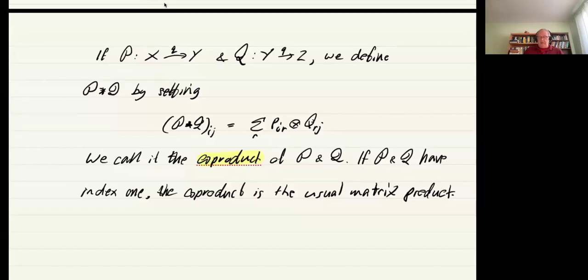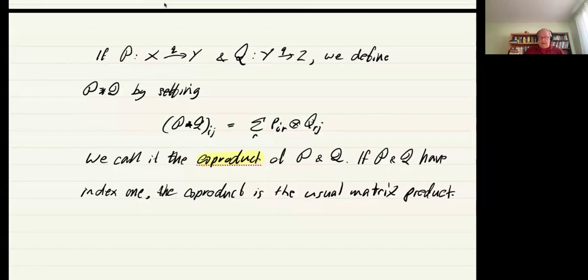So if I have quantum homomorphisms from X to Y and Y to Z, then I'm going to define P star Q by the following rule. So you can think of this as just multiplying the matrix of P times the matrix of Q with one wrinkle. Instead of using a matrix multiplication, you're going to use tensor multiplication. So that's what's happening. This is exactly the formula for the product of two matrices, except we're using the tensor product instead of the regular product.